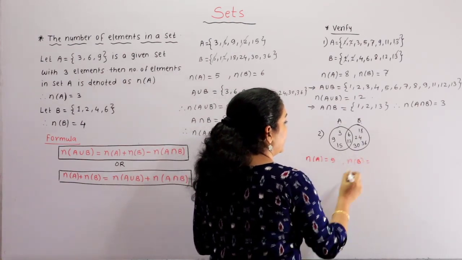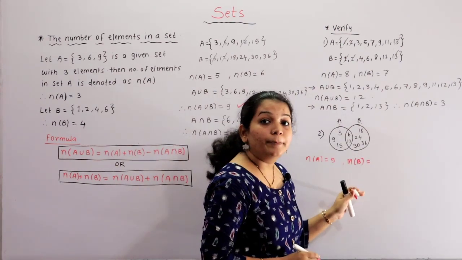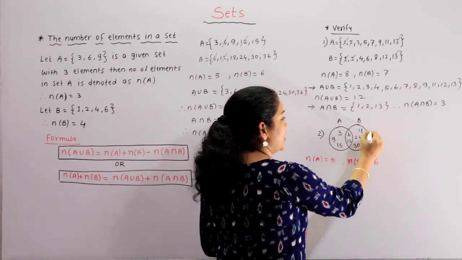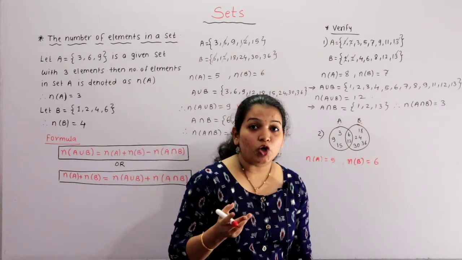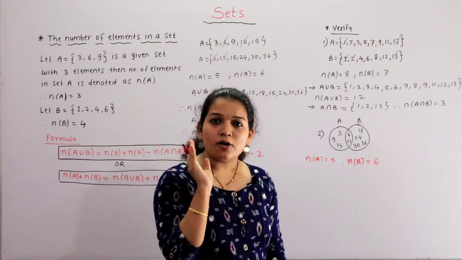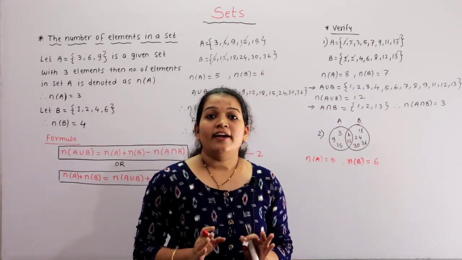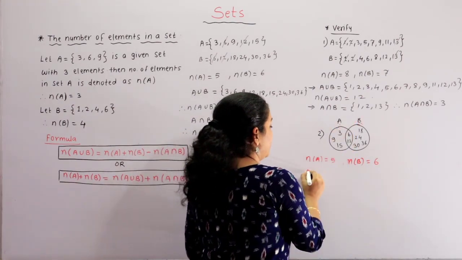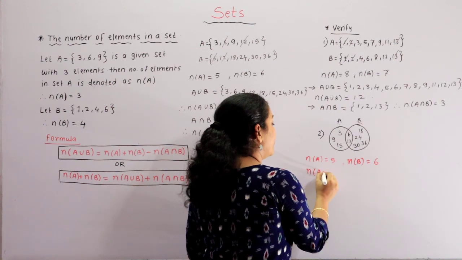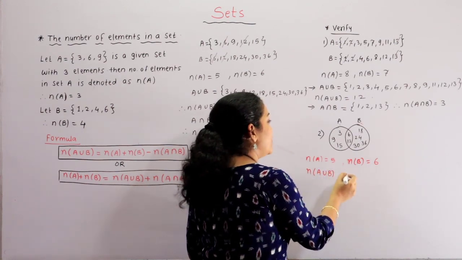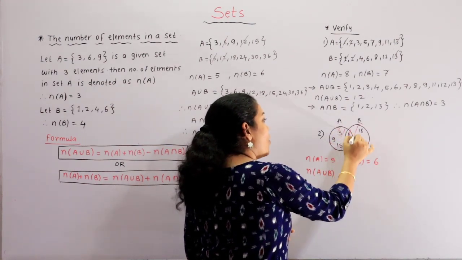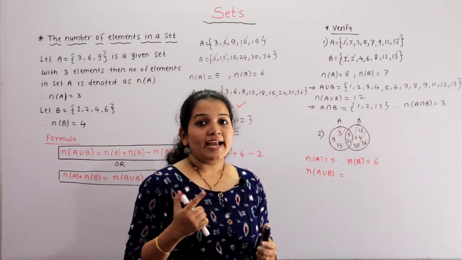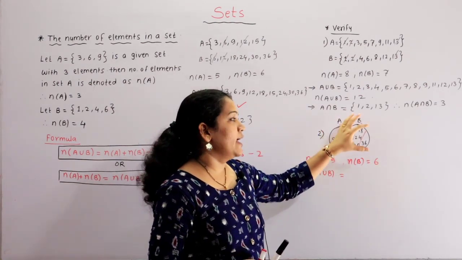n of B. So what is n of B here? 1, 2, 3, 4, 5, 6. 6 elements are present in set B. Yes or no? So you have to just count the number of elements. By seeing this diagram only you can verify the formula very easily. Then you have to find n of A union B. A union B means what? All these sets. Yes or no? Combination of set A and set B means all the elements from set A and set B.